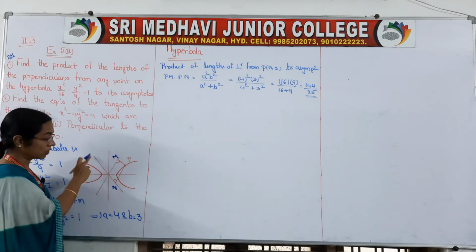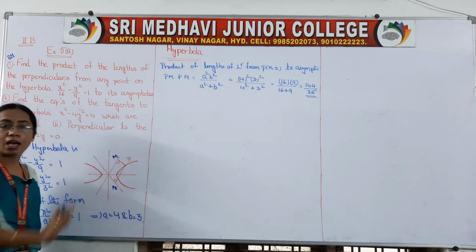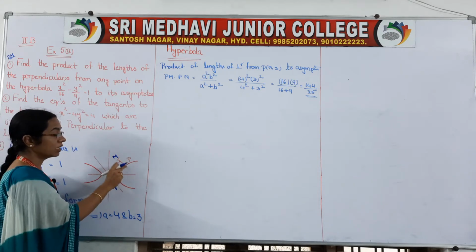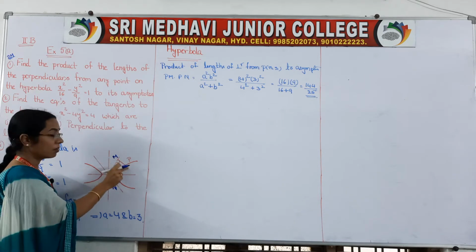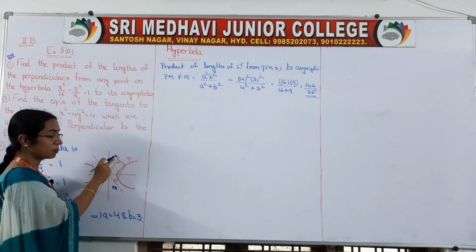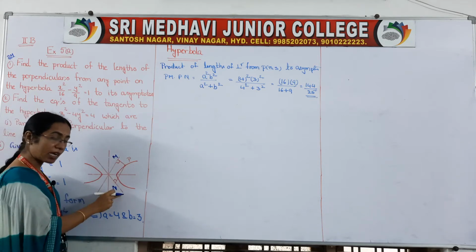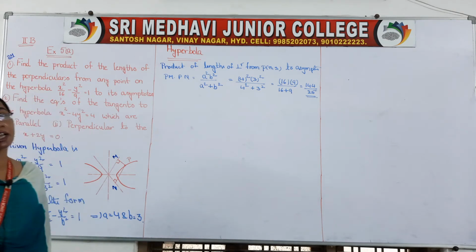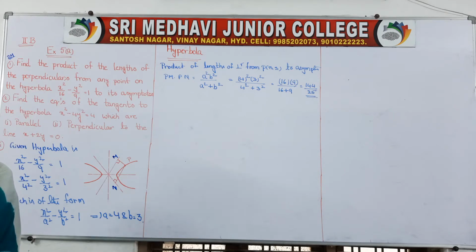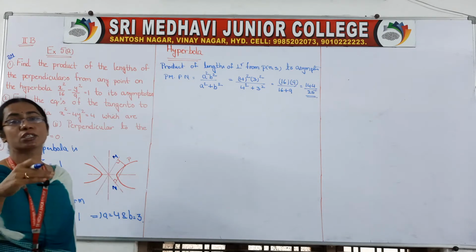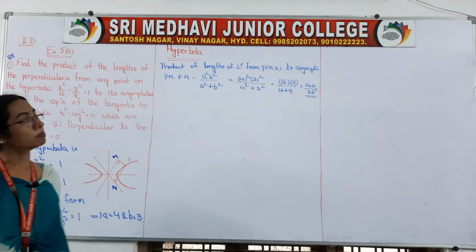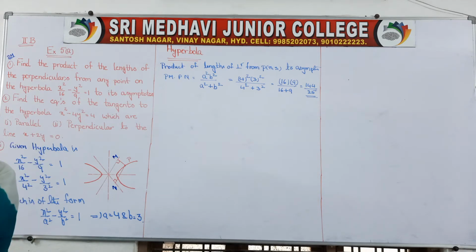This is one asymptote, this is another asymptote. So if you take one point on the hyperbola, from that point you draw the perpendicular to the first asymptote, that is PM, and from the point to the second asymptote PN. Their product, that means PM into PN, we have to find. Already we derived that the product of the perpendicular distances from the point to the asymptotes is a square into b square by a square plus b square. Substitute, you will get your answer.